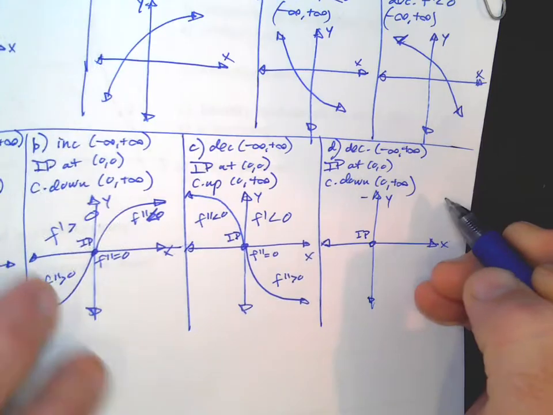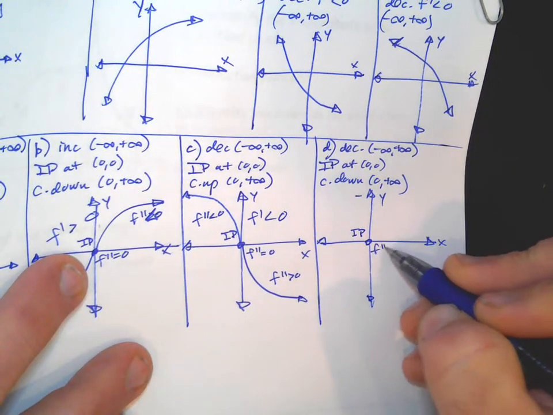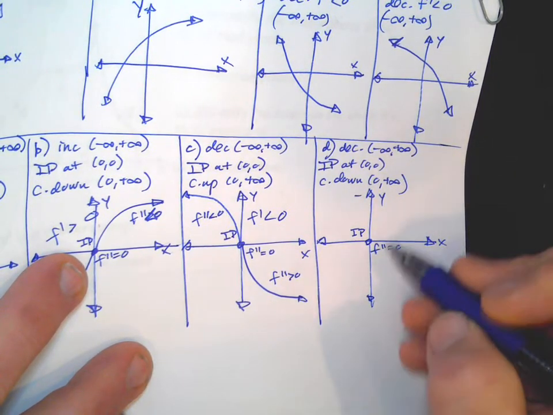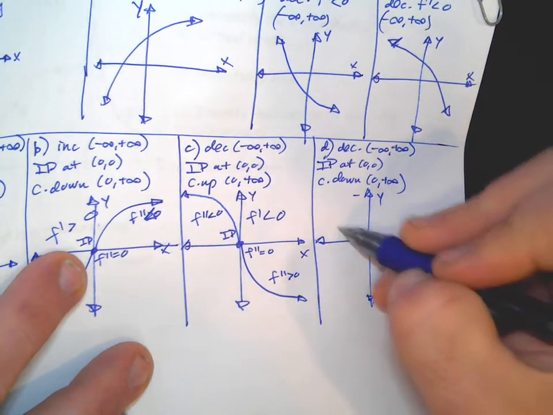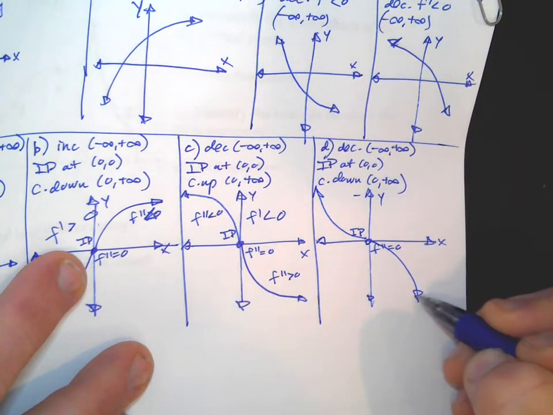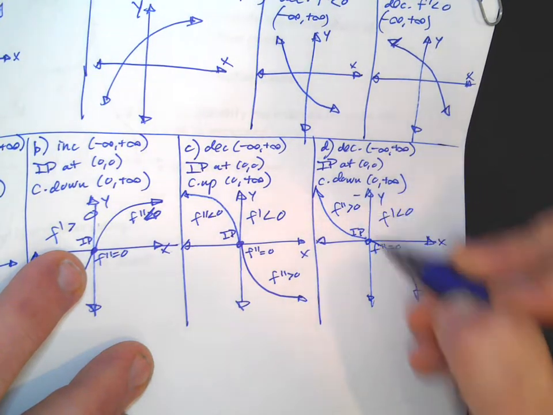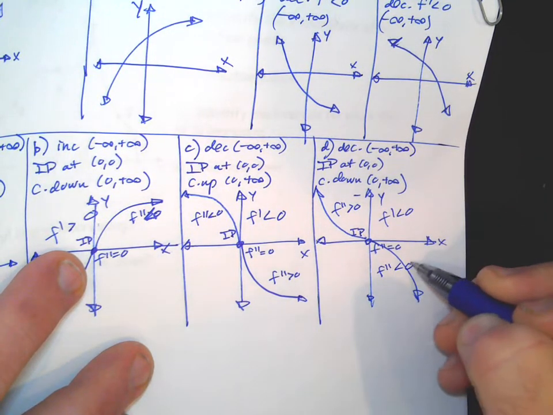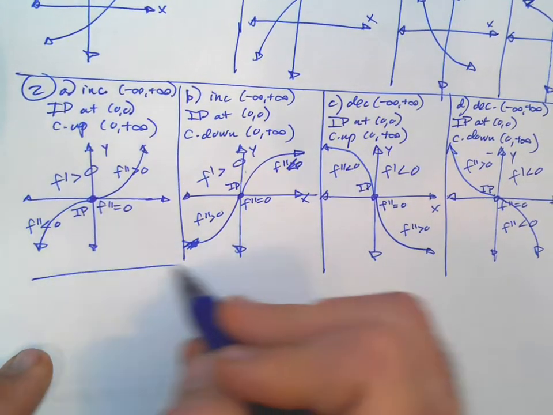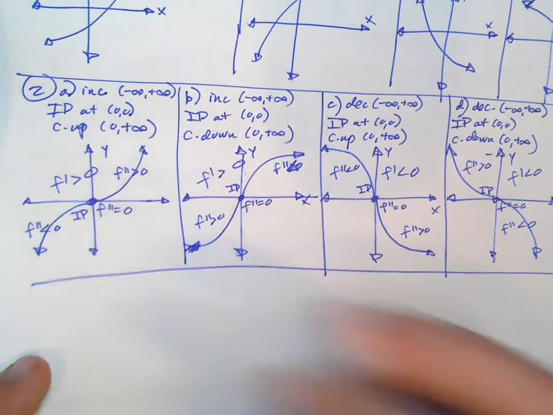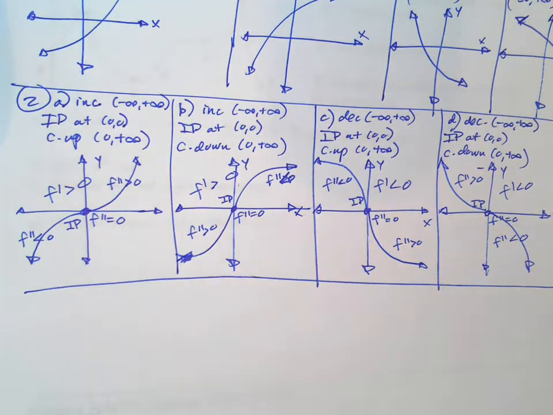Okay, so it's decreasing all the time, but it's concave down here, so it's got to be concave up here. So F prime is negative the whole time, but here F double prime is positive, and here F double prime is negative. So something like that. I'm just trying to help you get used to the basics and be able to draw some pictures of these.